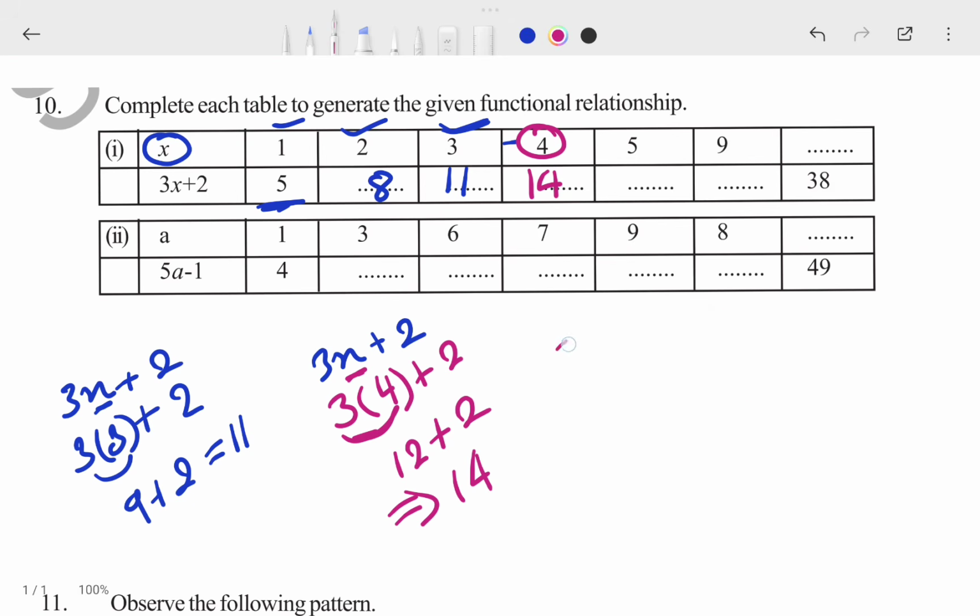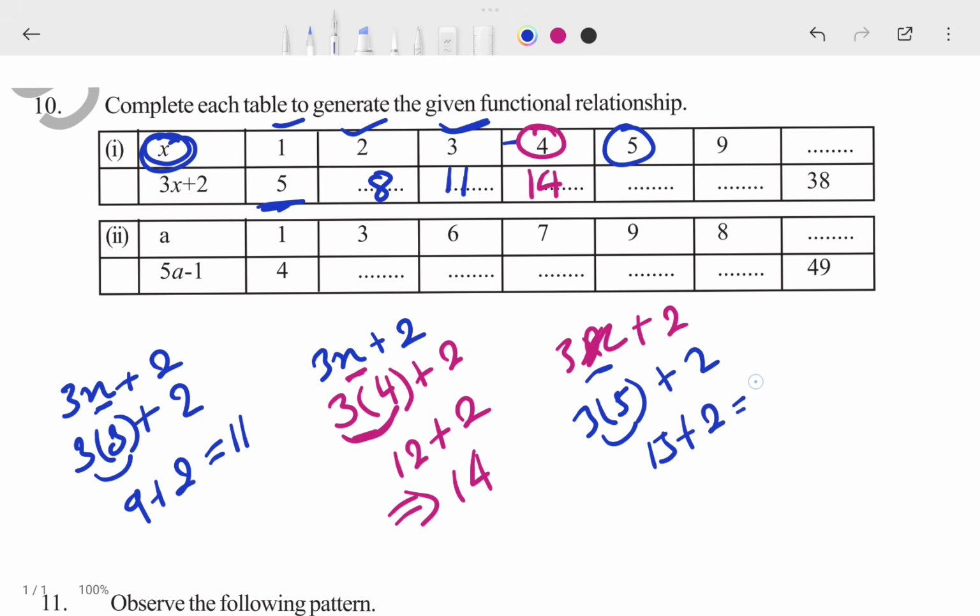Another question is 3x plus 2. Where it is x, we have to take 5, okay. The value of x is already given. So in the place of x, we have to take 5, plus 2. 3 into 5 is 15, 15 plus 2 is going to be 17. So the answer here is 17, okay. Is it clear? Right.